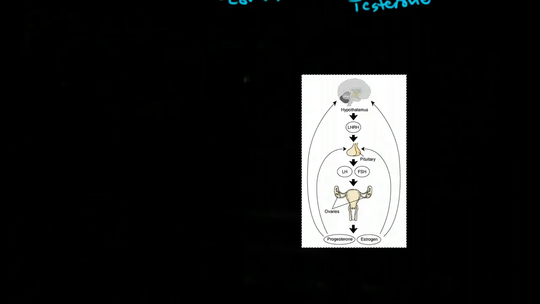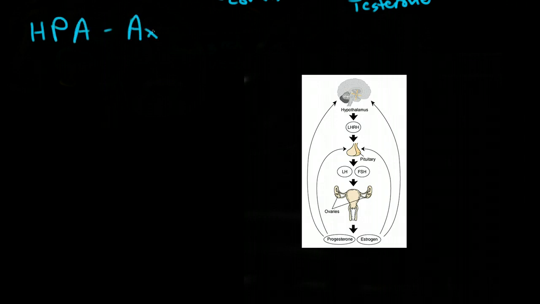Okay, now I know everybody here in prior classes has probably heard of the hypothalamic pituitary axis, or HPA axis. Now I just wanted to talk a little bit, just review it quickly. Now the HPA axis is essentially a negative feedback loop.